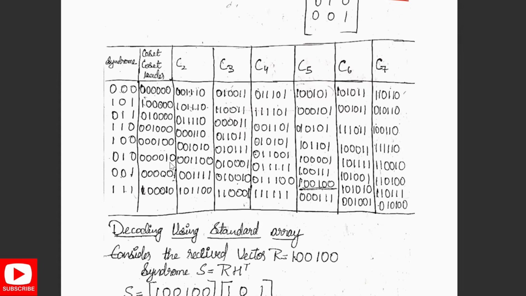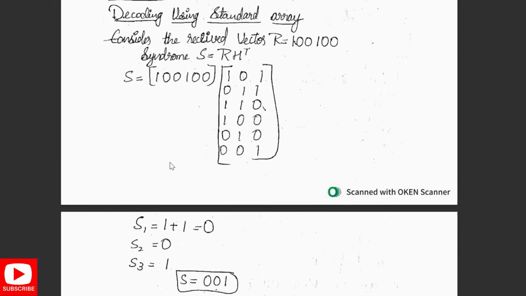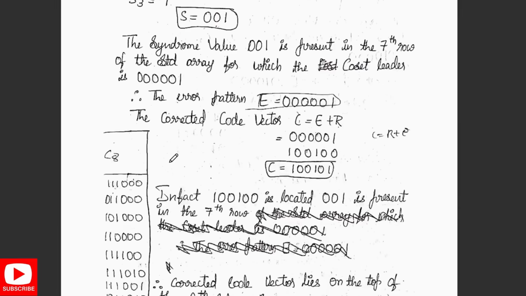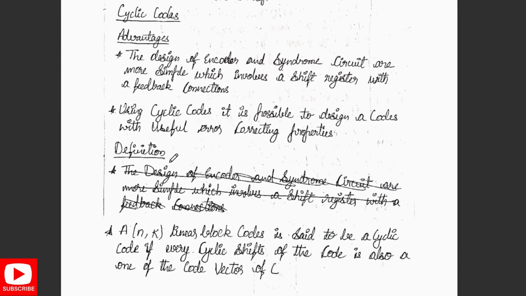So decoding using the standard array. Here considering an R vector as some received vector, the syndrome is given by what? R into H transpose. So you get the error and change that bit. So this is how you get, repeated same type of questions.